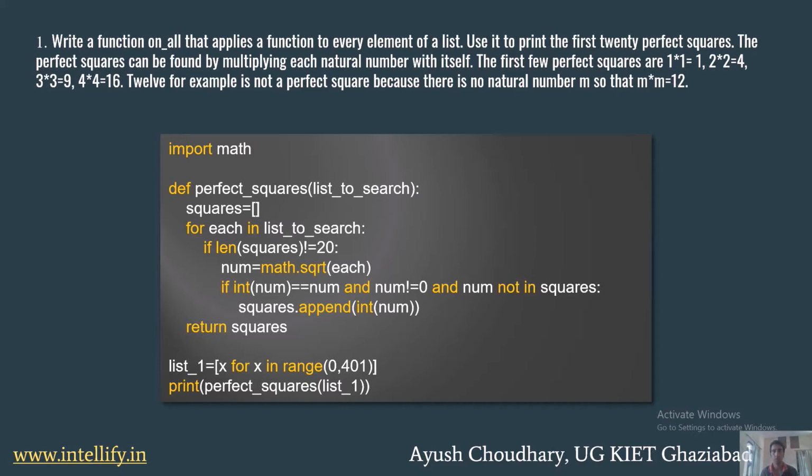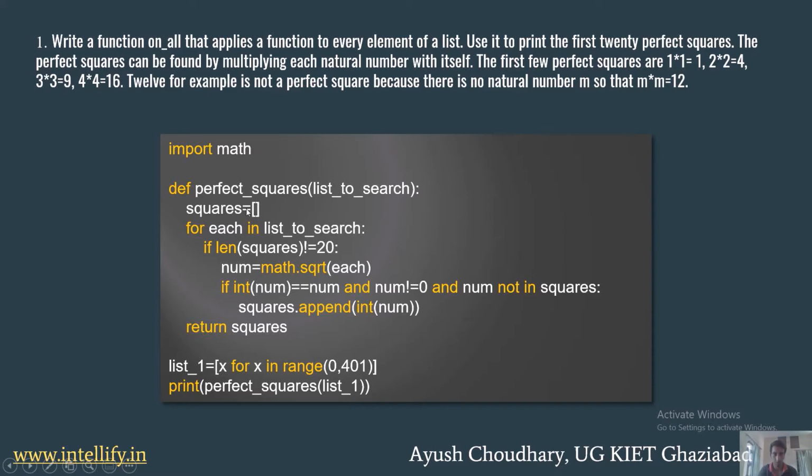The function takes the list as an argument and runs some procedures on it, which will select the elements that are perfect squares and put them into another list called squares. First, we have defined a list that contains all integer elements from 0 to 401, excluding 401. In the next line, we have called the function with the list that we have defined here.